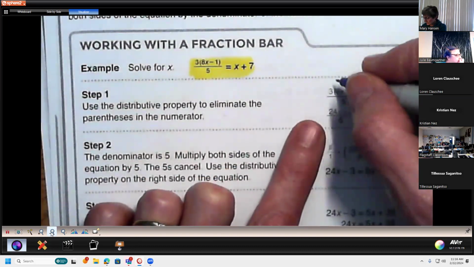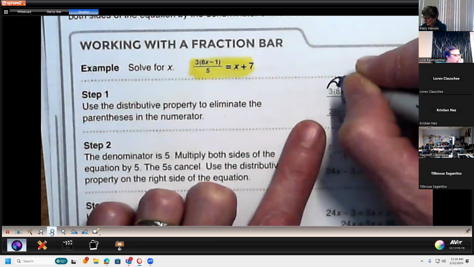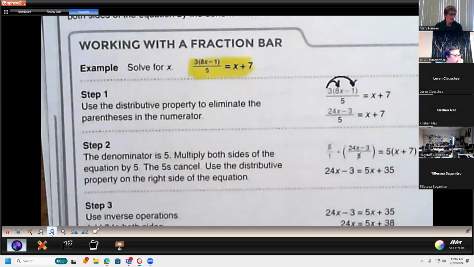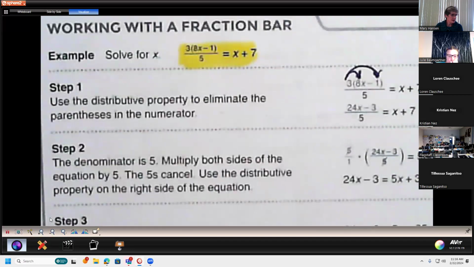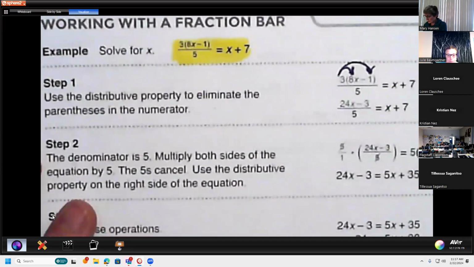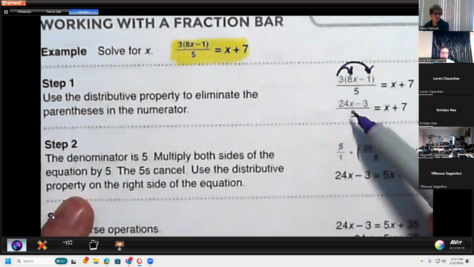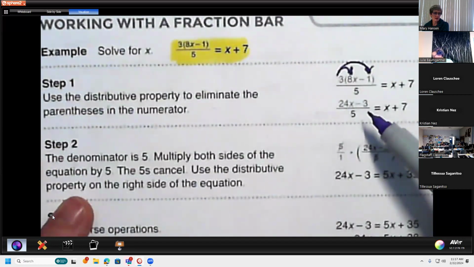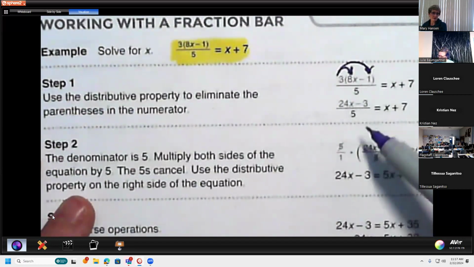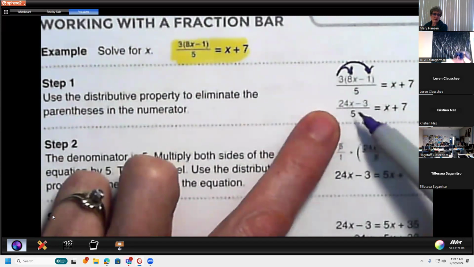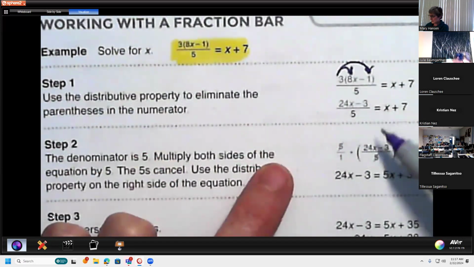We're going to distribute that 3 into the parentheses. And when we distribute that 3 to the members of the group, we get 3 times 8x is 24x, and 3 times this minus 1 is minus 3. That's all that's happened in this first step, which is the same as what we've done before. What's different is we now have this divided by 5 that's kind of messing things up.